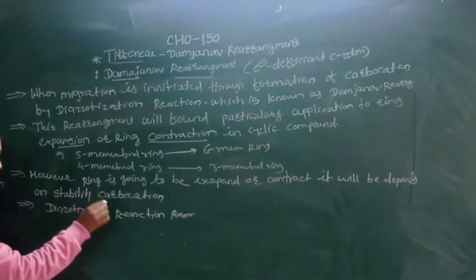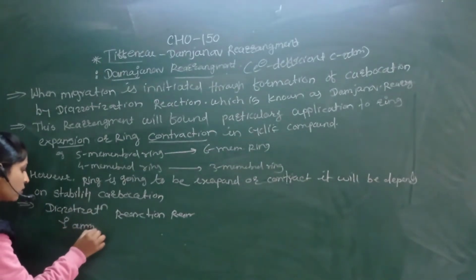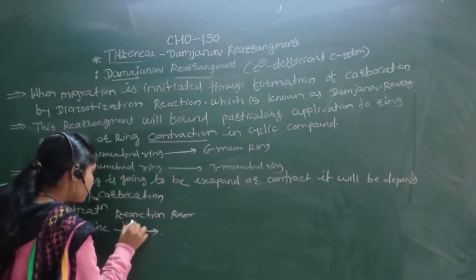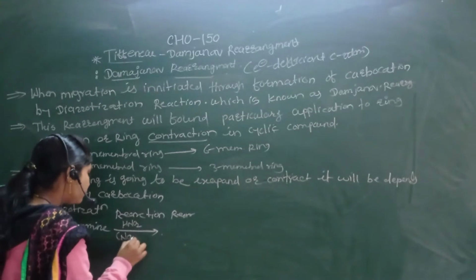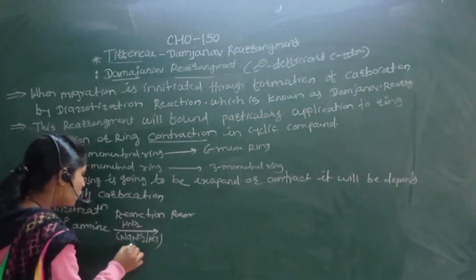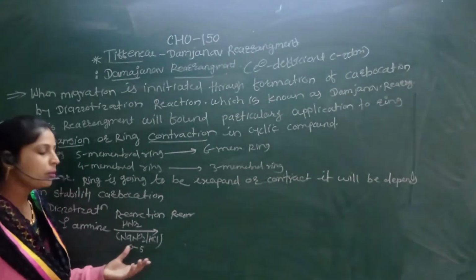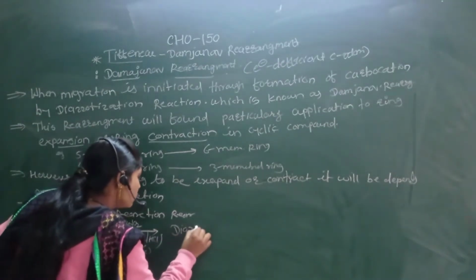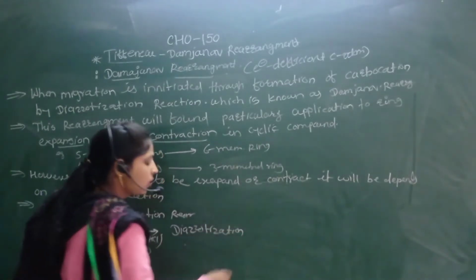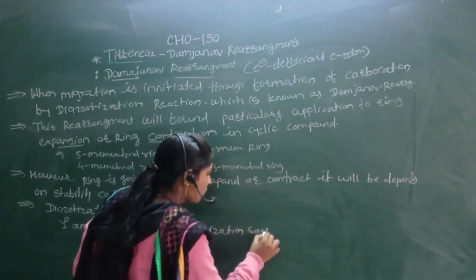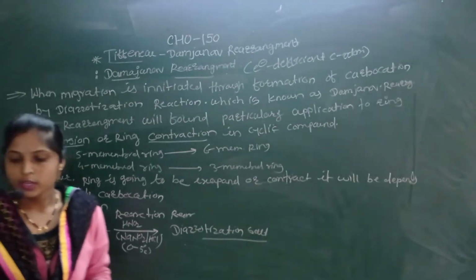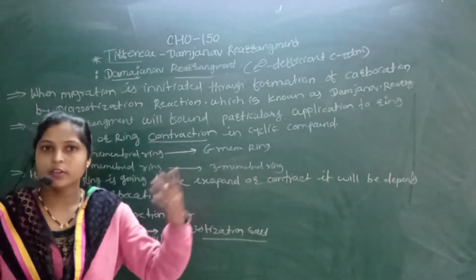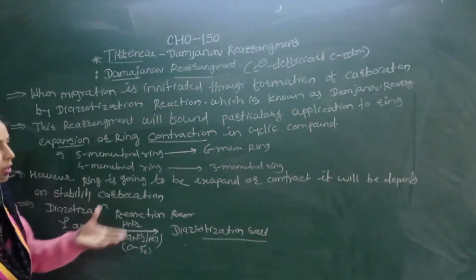So in the diazotization reaction, a primary amine reacts with nitrous acid, that is HNO2, or NaNO2 in the presence of HCl. Okay, so in the reaction the diazonium salt is formed at a temperature of 0 to 5 degrees Celsius. So this is the primary amine. In the next step we discuss how the diazonium salt forms and how your ring expansion or ring contraction takes place upon formation of the carbocation. Remember this thing very well.